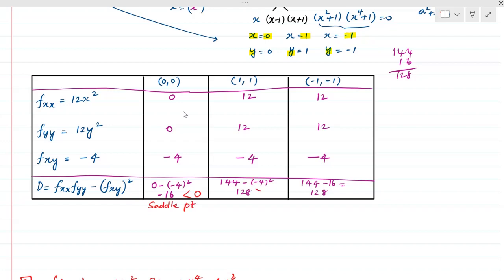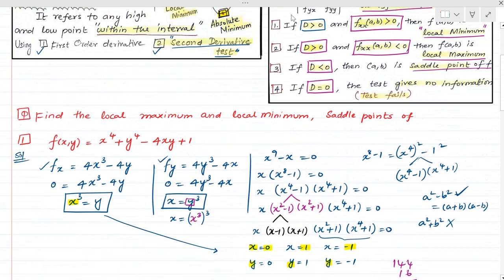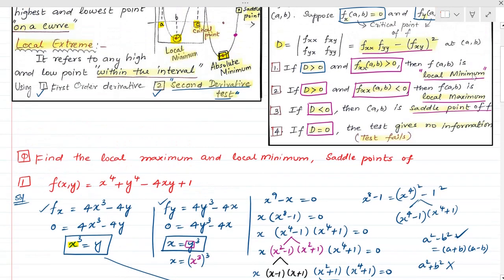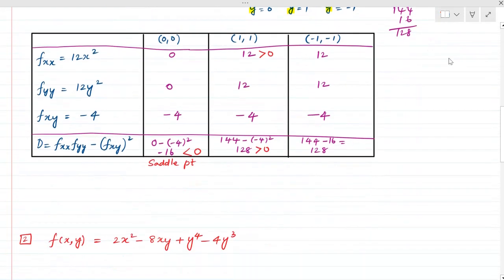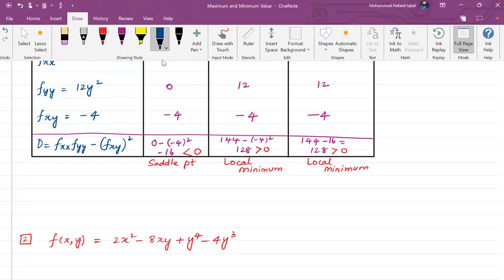Now this is 0. Immediately go to the fxx, which is also more than 0. Therefore, this is 0, and it is a local minimum. Now the next one, 128, which is more than 0, and this is also more than 0, which is what? Local minimum. And at the last, we will calculate the local minimum value for both the points.